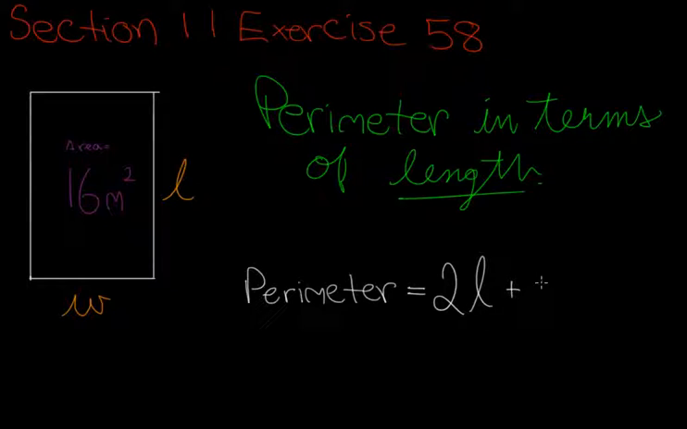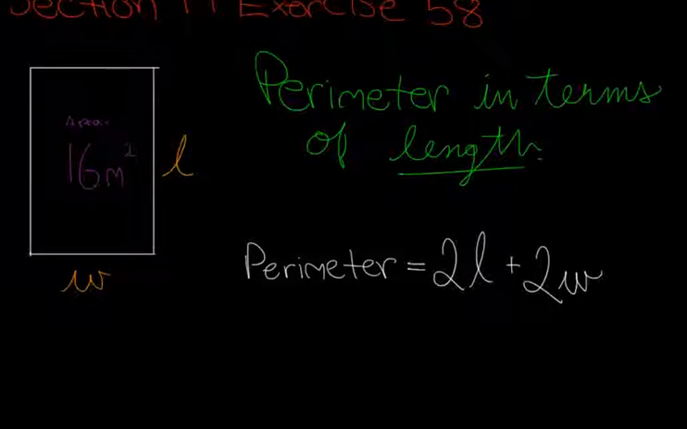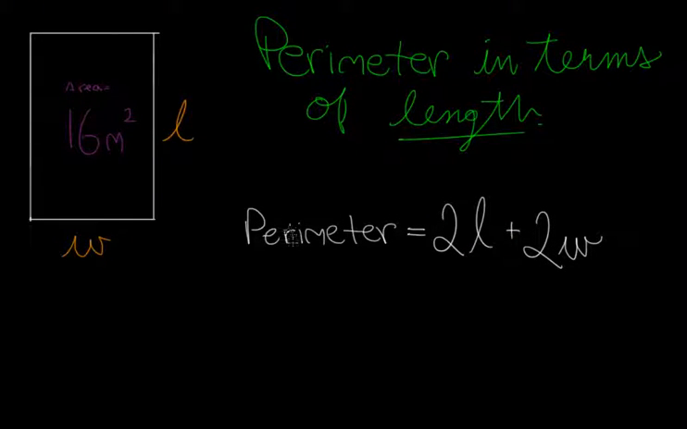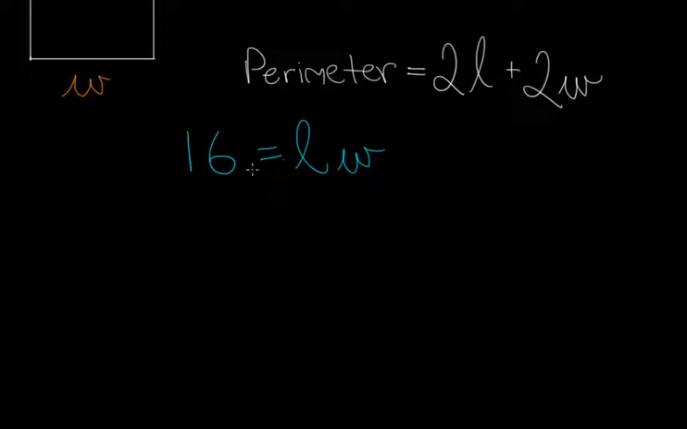2L plus 2W. Alright, but before we could do that, we have to know what W is. In order to figure out what W is, if we want to express in terms of length, or L, W, by the way, is width, we're going to use the only formula that gives us any real information, which is the area formula. So the area, 16, is equal to length times width. And with this, we can figure out W.